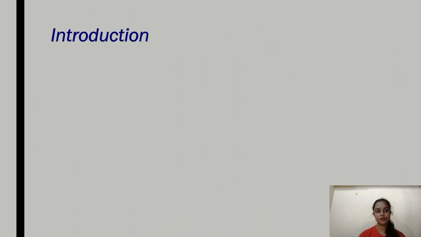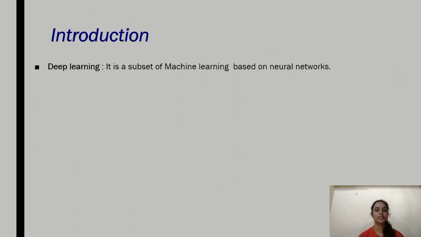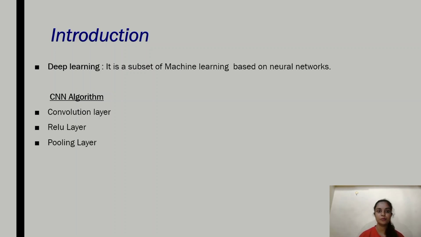Next, let me explain what deep learning is. Deep learning is a subset of machine learning which makes predictions based on neural networks. For image classification, we'll be using the CNN algorithm, which is a convolutional neural network. This is the best algorithm for training as well as testing image classification models in deep learning. This algorithm consists of 4 layers: convolutional layer, ReLU layer, pooling layer, followed by a fully connected layer.